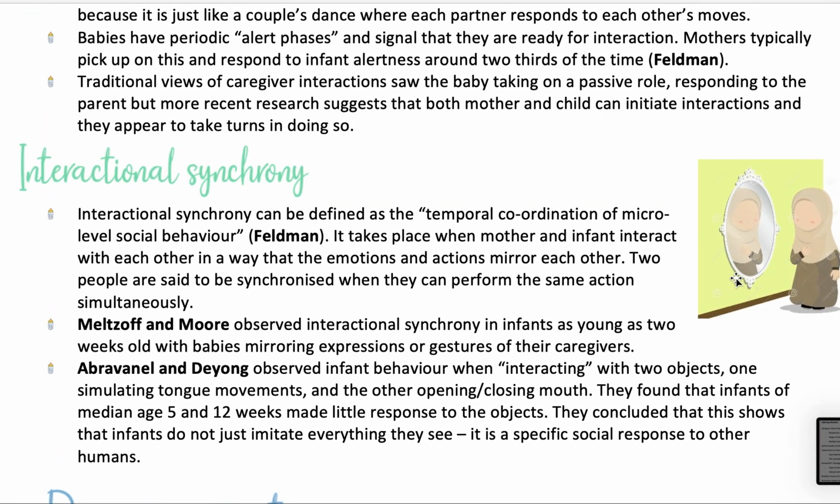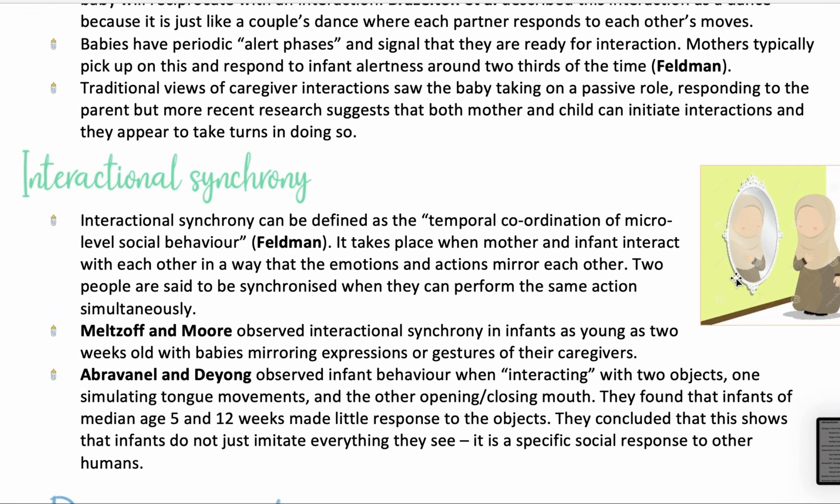And then secondly, we've got interactional synchrony. This means that the actions take place at the same time. So if the mum and the baby are both waving at each other at the same time, the actions mirror each other, and Feldman is the person you can use for the definition there.